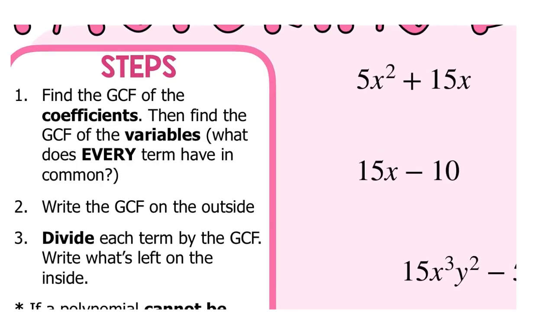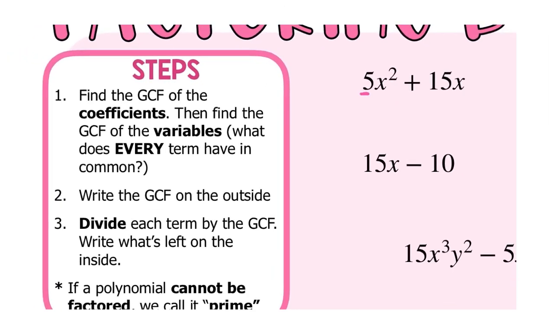The first thing you want to do is look at the coefficients, which is just the numbers. So let's just start with the numbers, 5 and 15. You want to find the GCF of those coefficients. So what is the GCF of 5 and 15? Well, the factors of 5 are 5 and 1. That's it. And then the factors of 15 would be 3 times 5 or 1 times 15. So the number that they have in common would be 5. 5 goes into both of those numbers. So we know that we're going to put a 5 on the outside.